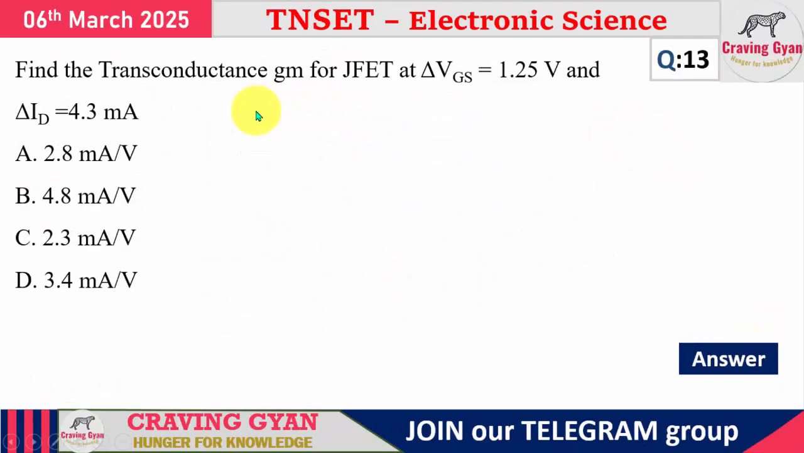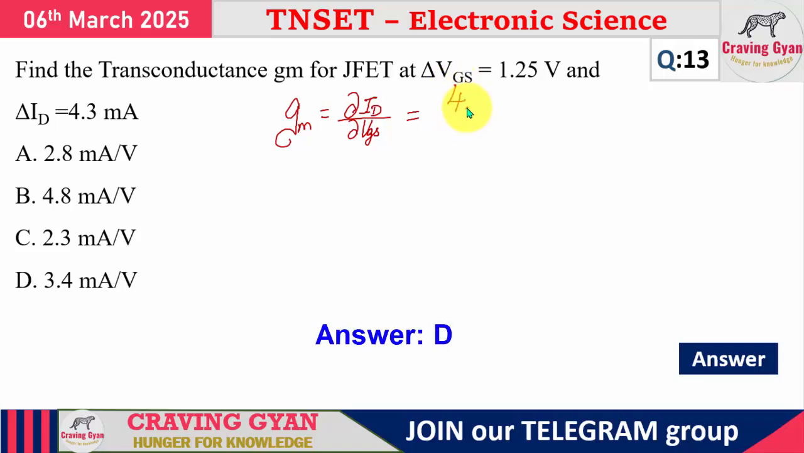In the next question, they are asking to find the transconductance GM. We know that the transconductance GM is defined as dou ID divided by dou VGS, which is equal to ID2 minus ID1 divided by VGS2 minus VGS1. What is the value of dou ID? You are going to get 4.3 milli divided by 1.25. What is the value of GM you are going to get?